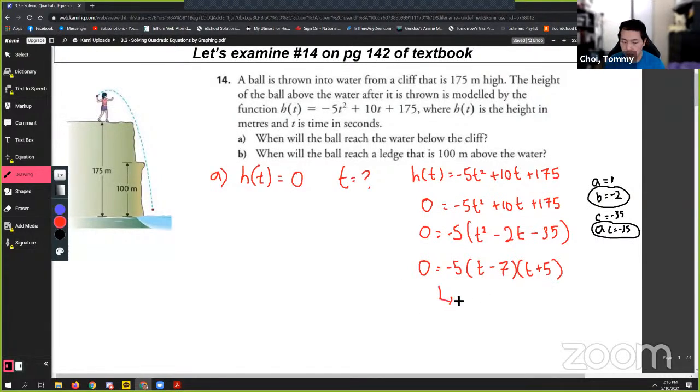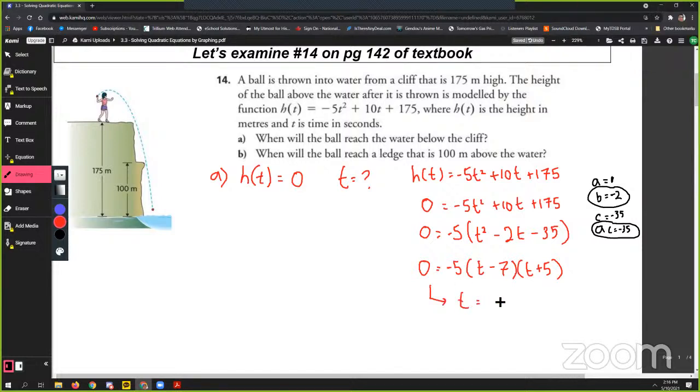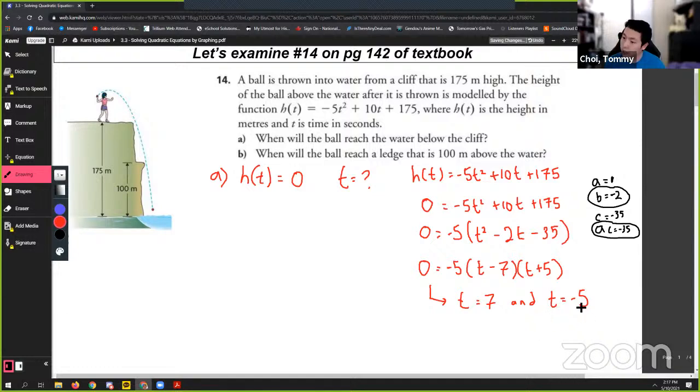So what are our x-intercepts? What are the t values? Positive 7 and negative 5. Perfect. So we get t equals 7 and t equals negative 5. That's our two answers, right? When 7 minus 7 is 0, negative 5 plus 5 is 0. We set these brackets equal to 0 and solve for t.